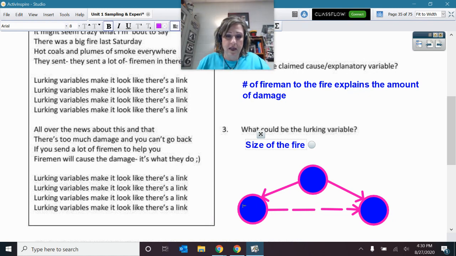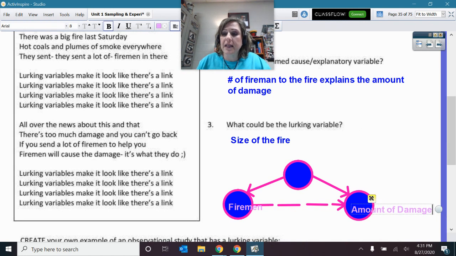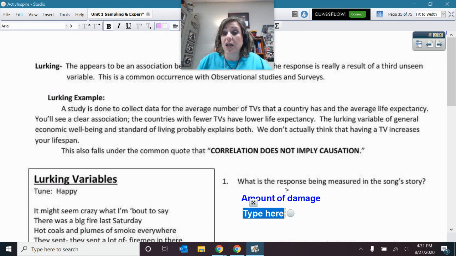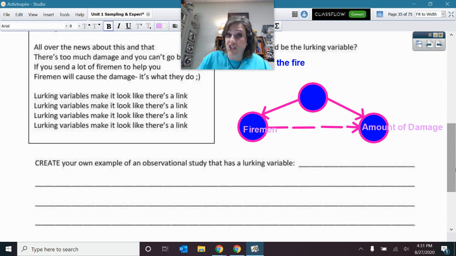So what happens is, the story makes it sound like the firemen are causing the amount of damage. Okay. So that's what the implication is. Now, also, let me remind you that this is an observational study. You would just take records of the number of firemen and how much damage there was, and you could randomly select different fires. But here's the deal, it's not an experiment where you controlled and randomly assigned a treatment. There wasn't a treatment. So this is an example of an observational study.